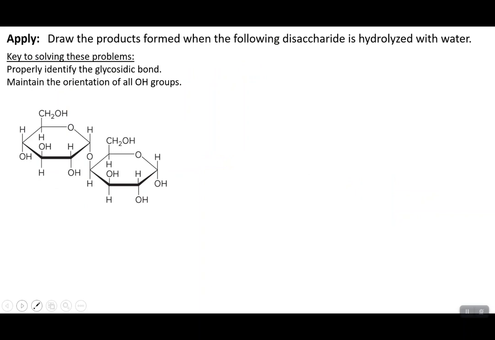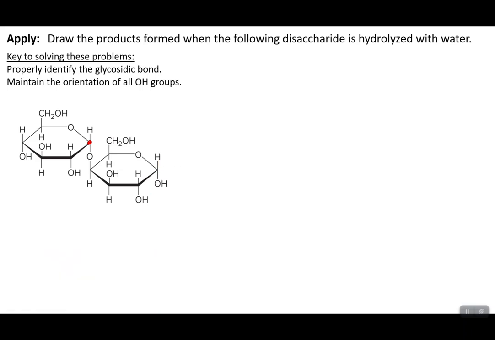We're going to draw the products formed when the following disaccharide is hydrolyzed with water. So this means that we need to locate the glycosidic bond, and we're going to break it, and then we're going to add water across that bond. Okay, so the key to solving this is first identify your glycosidic bond. Identify the anomeric carbon in your first monosaccharide. That's going to be this one here. And then you can identify your anomeric carbon in the second monosaccharide. That is just good practice so that you are properly oriented in what is bonding.